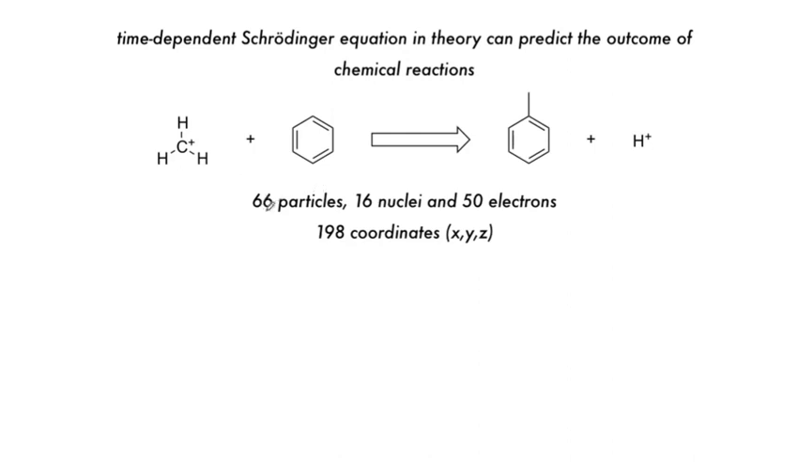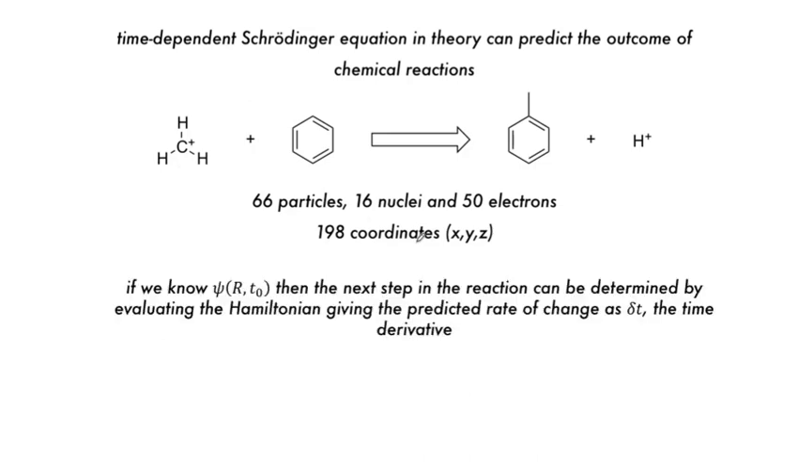In this system, we would have 66 particles. We have 16 atomic nuclei and 50 electrons. So that would mean that we would have 198 coordinates to calculate for every picosecond or even femtosecond of the system. We would have to calculate the positions of each one of those particles. And unfortunately, that's just beyond the computational power of what we have available. Maybe with advances in quantum computing it may be possible in the next, I guess, 10 years, but right now it's not feasible for us.